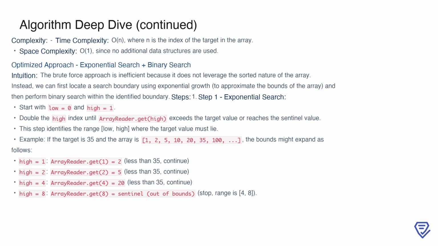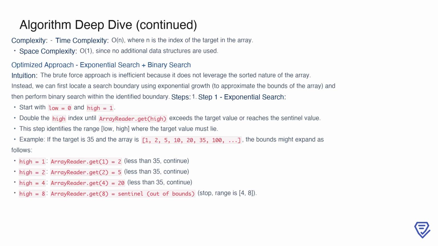To improve efficiency, we can turn to an optimized approach that combines exponential search with binary search. This method leverages the sorted nature of the array to avoid unnecessary comparisons. First, we use exponential search to quickly identify a range where the target value might lie. Starting with low equals 0 and high equals 1, we double the high index until the value at arrayReader.get(high) exceeds the target or we encounter the sentinel value.